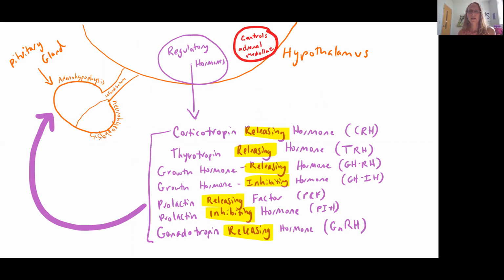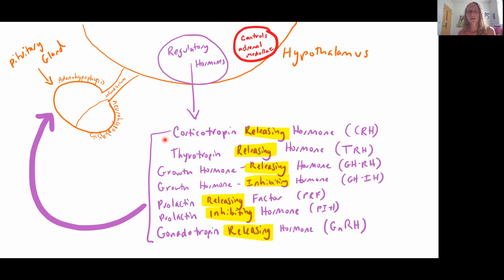The hypothalamus has different components here that we'll be talking about. So one section of the hypothalamus does control the adrenal medullae, which we've already mentioned as part of our autonomic nervous system. And then we have this chunk of the hypothalamus that's responsible for those regulatory hormones. And remember, these regulatory hormones are talking to what is called the anterior lobe of the pituitary gland, or what we can call here the adenohypophysis. So here we have our adenohypophysis.